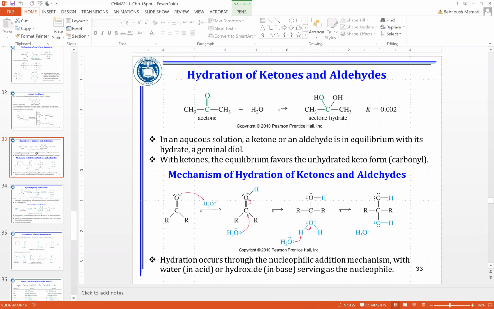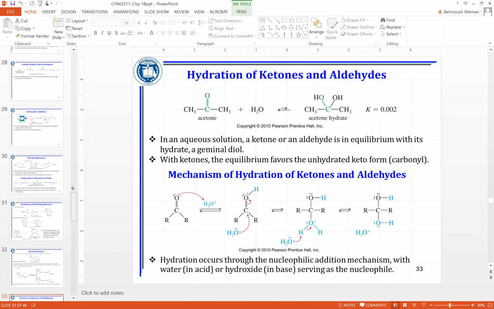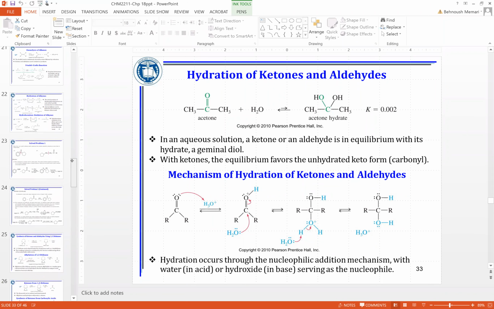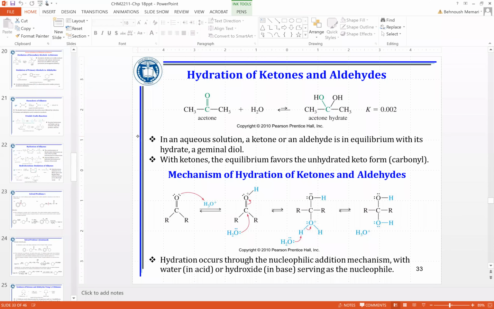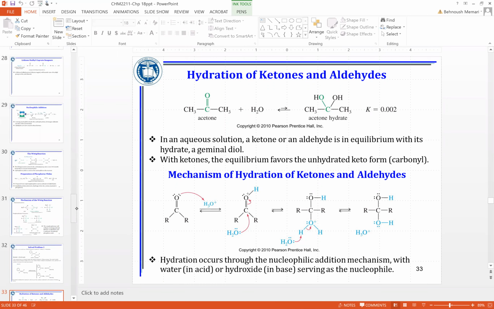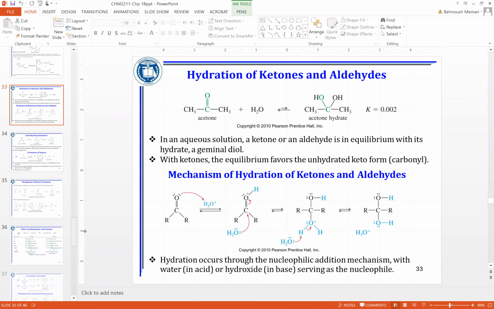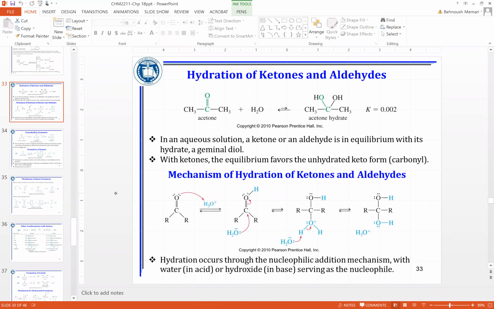So we are talking about the reactions of the aldehydes and ketones. The last reaction that we talked about was the Wittig reaction. So we talked about all the preparation of the aldehydes and ketones, and we are going to continue with the reactions of aldehydes and ketones. So one of the reactions was the Wittig reaction. Now, hydration of aldehydes and ketones.